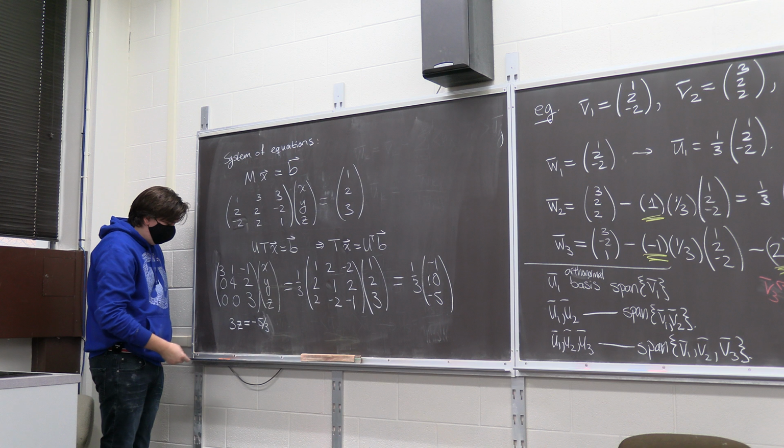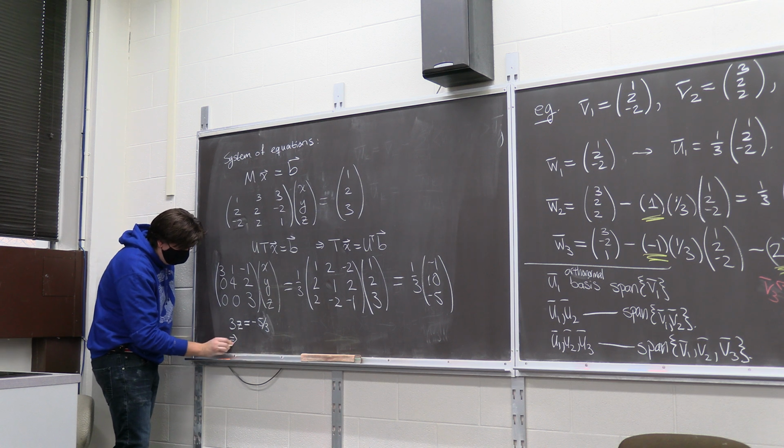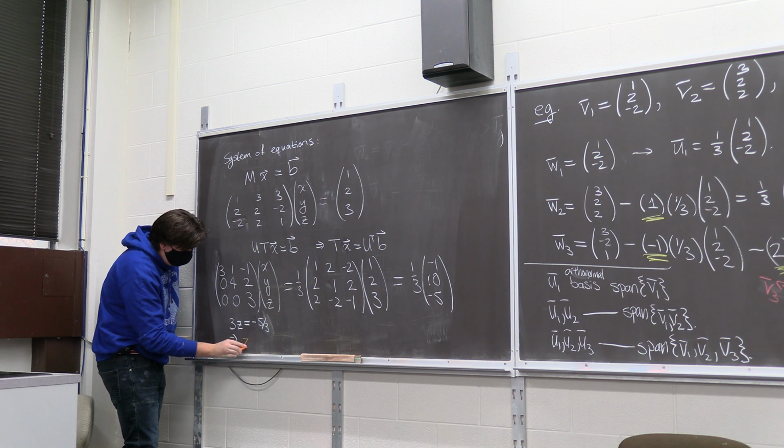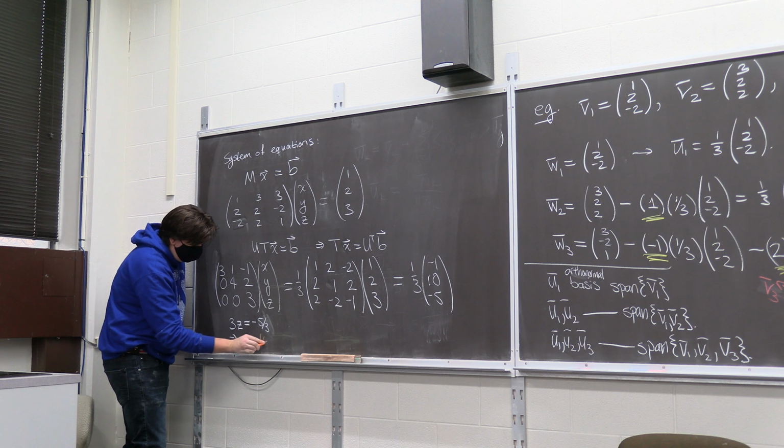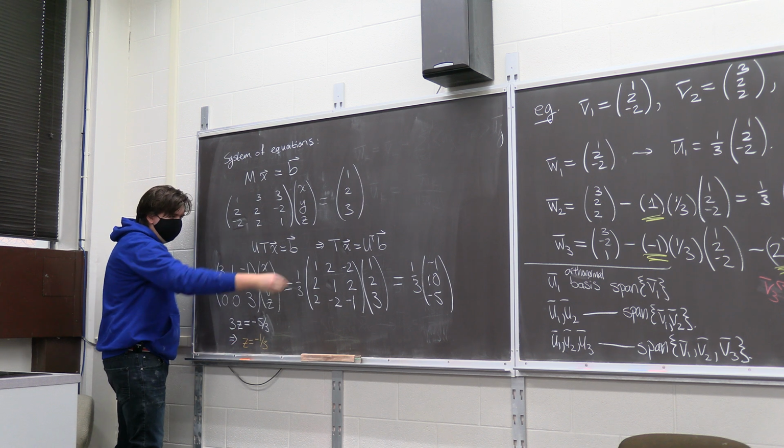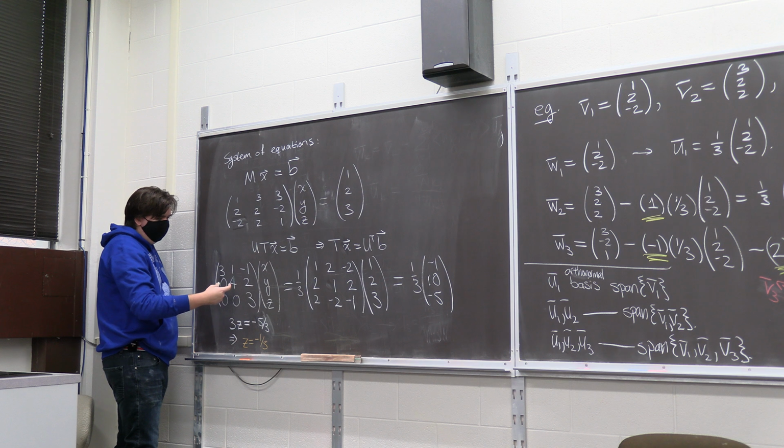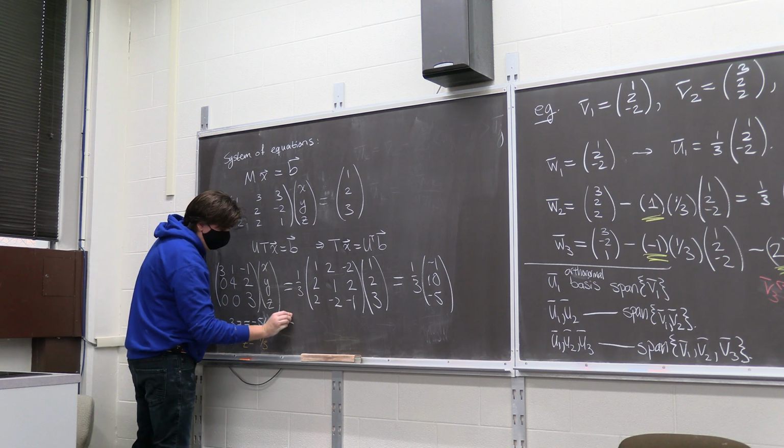Anyway, minus 5/3. And so then we immediately recover. I'll do it in bold. Z is minus 1/3. And then it's like, once you have the bottom, now we can go up a row. We have 4 copies of y.